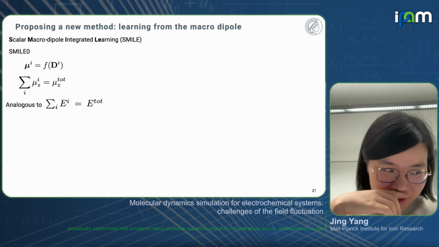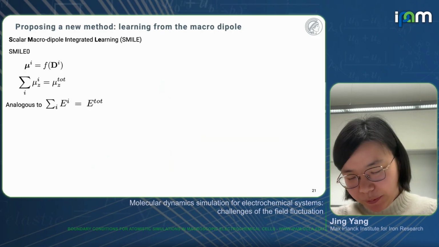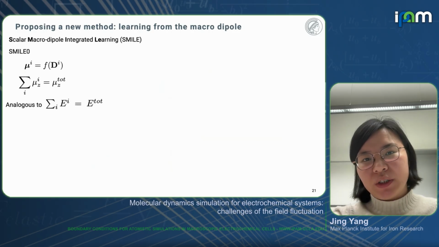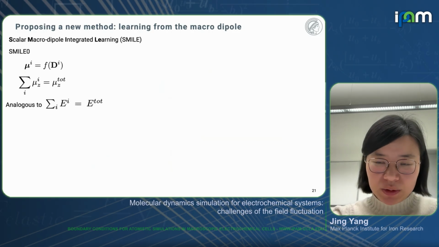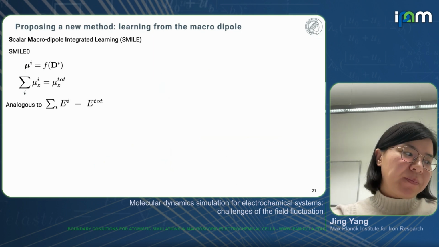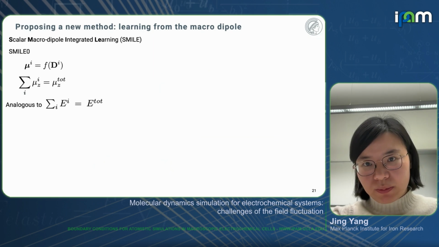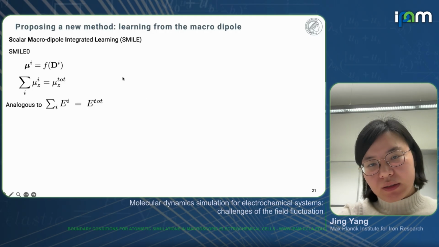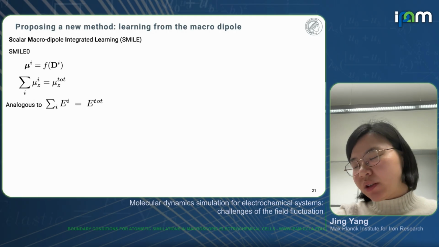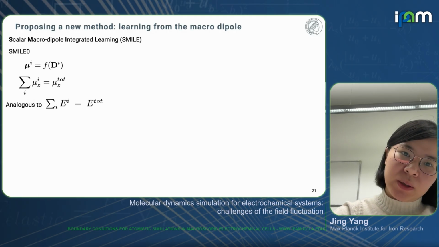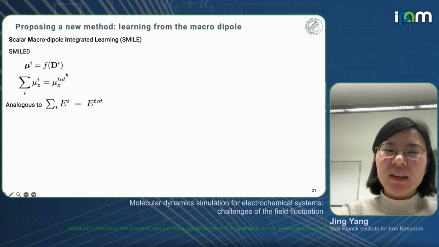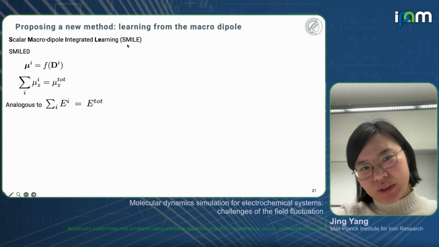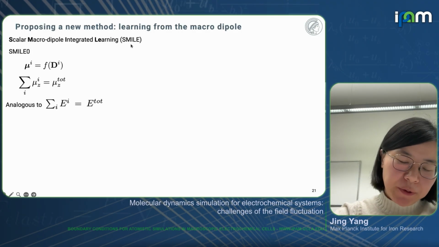So after having figured all of this out, we want to develop a method which can give us an accurate macro dipole, which is a representation of the long-range electrostatics. And hopefully in this way, we can do a voltage-controlled MD with machine learning potentials. So this inspired us to propose a new method, which is learning directly from the macro dipole, instead of learning from the local Wannier centers. This method, we call it scalar macro dipole integrate learning, which is the acronym SMILE.